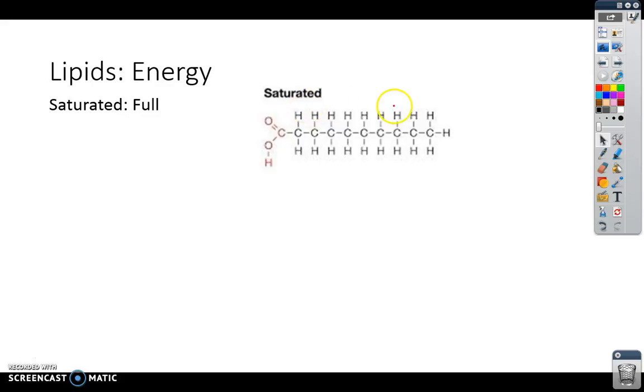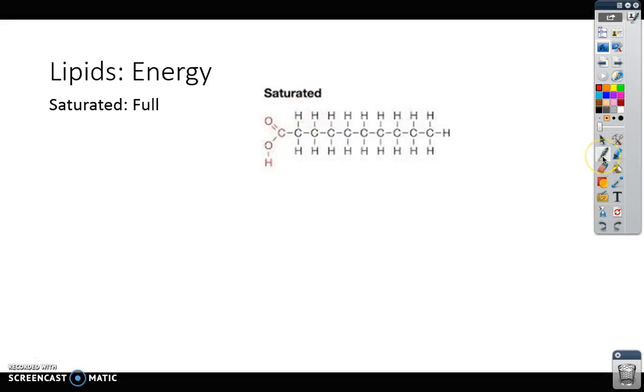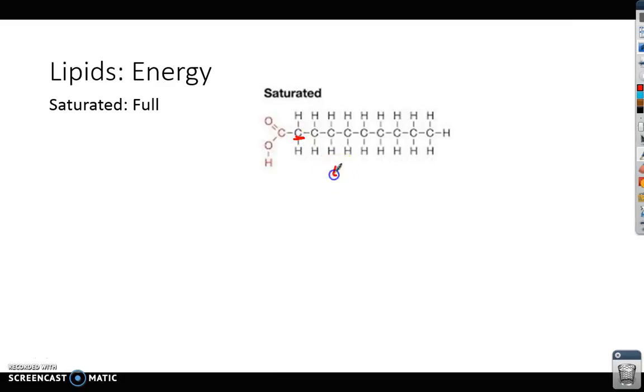So when we look at this molecule here, how do we know that it's saturated? Every carbon is covalently bonded to 4 hydrogens. So you can see right in this spot here, this one is bonded right here. This one's here, this one's here, this one's here. That carbon is saturated. That's the most bonds it can possibly have. So a saturated fat has all single bonds. That's the big thing, single bonds.